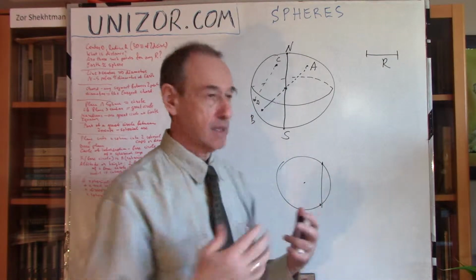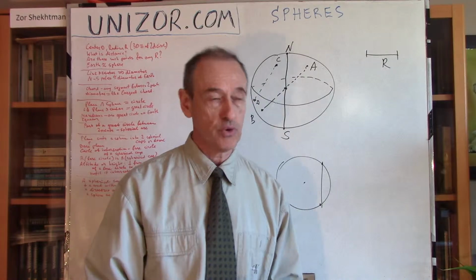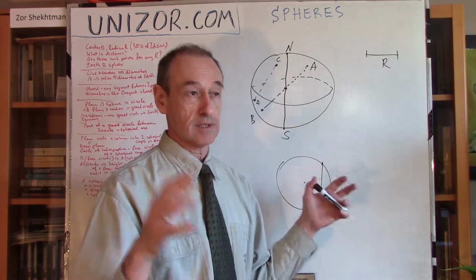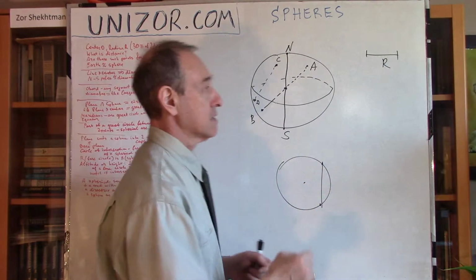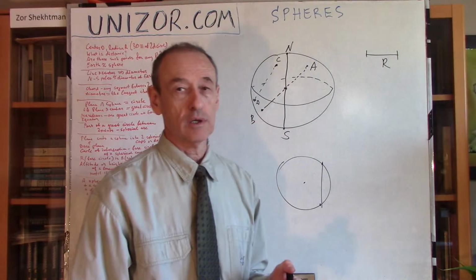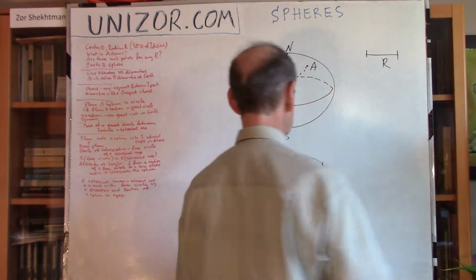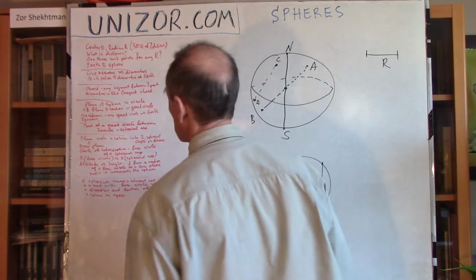But again, intuitively, as of right now, before I'm going through all these proofs, you understand that the diameter is longer than any other segment connecting 2 points not going through a center of a sphere. So that's the chord. What's next?